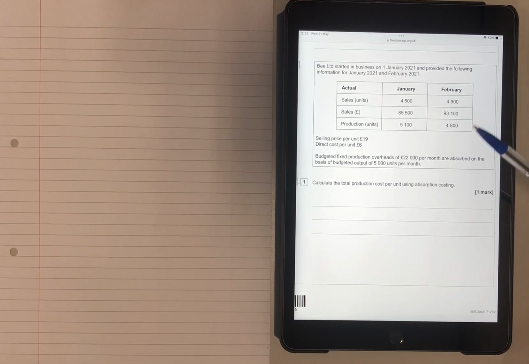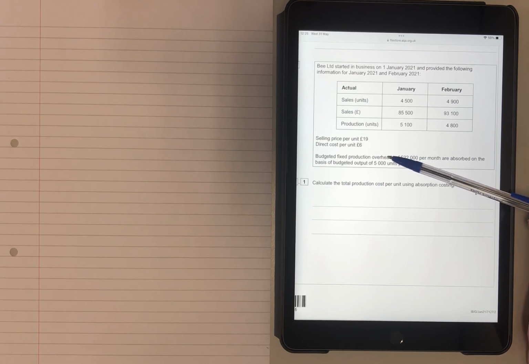Now, just a summary on absorption costing: when you have production overheads for the month, the way absorption costing works is you divide the value of overheads by the quantity. That's budgeted overheads divided by budgeted output, and that gives you your OAR, your overhead absorption rate. Okay, so we'll get started. Question 12.1.